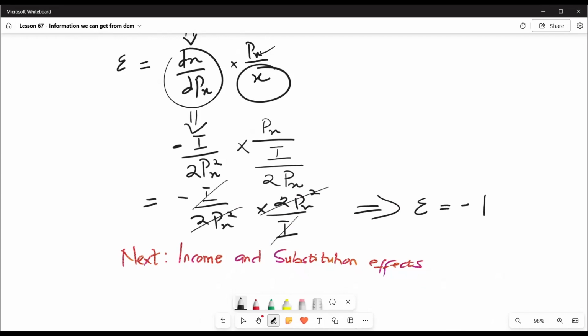So this represents a constant elasticity of demand because the absolute value of this minus 1 is 1, which is a constant. Now the negative sign over here simply shows the negative relationship between the price of a good and the demand of the good as represented by the law of demand above. So this is all that we have on our lesson on information that we can get from demand functions.